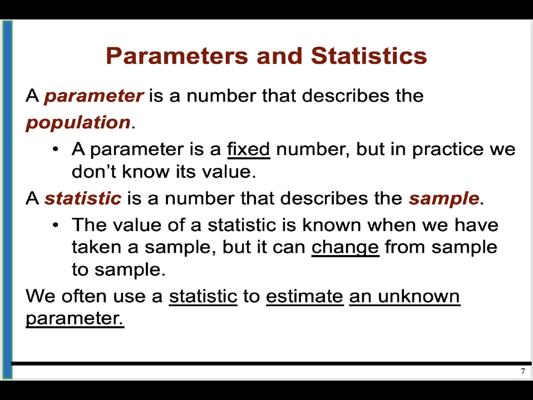Now, a statistic is going to be a number that describes a sample. Parameters and statistics can often be describing the same thing, but a statistic is going to come from a sample and a parameter is going to come from the population. Because statistics are coming from samples, which are small groups from the population, the value of the statistic can be known because it's going to be from a small group, but it also can change from sample to sample. One of the big ideas in statistics is taking a statistic in order to estimate some unknown parameter.